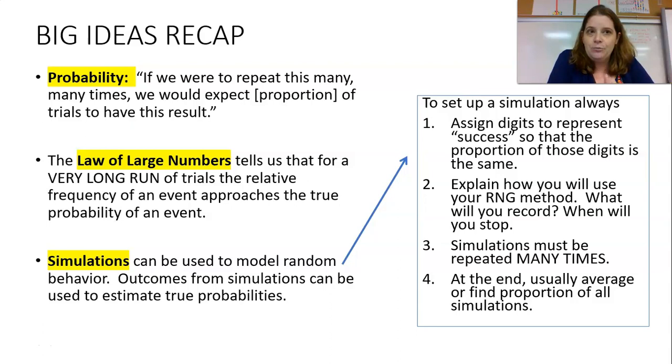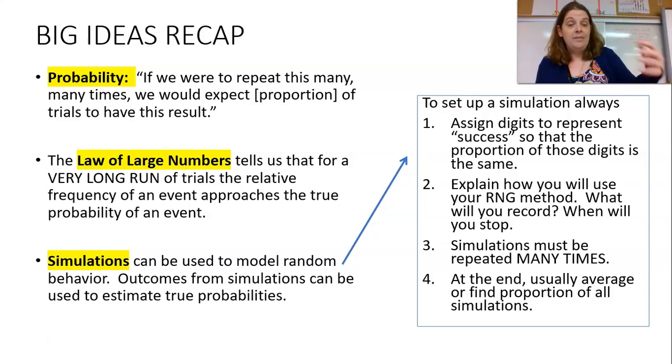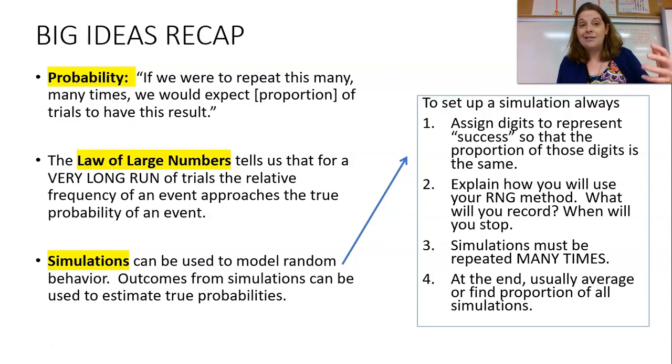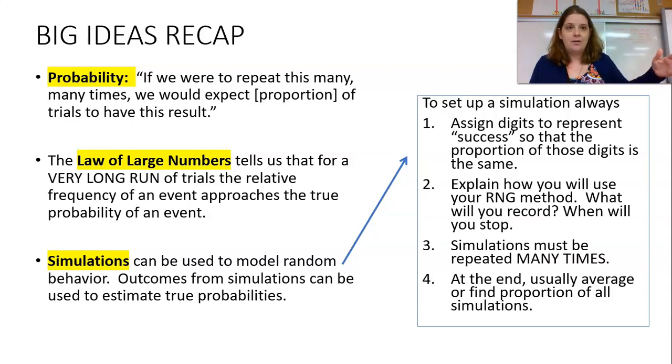All right, so big ideas, recap. What do you need to know? So you need to know that probability in general talks about if we were going to repeat this many, many, many times, we would expect this proportion of trials to have this result. So when I'm talking about the probability of heads being 50%, what I'm saying is if I flip a coin repeatedly, many, many, many times, I would expect the proportion, the relative frequency of heads, to approach 50%, to be approximately 50% after a significantly large amount of trials.